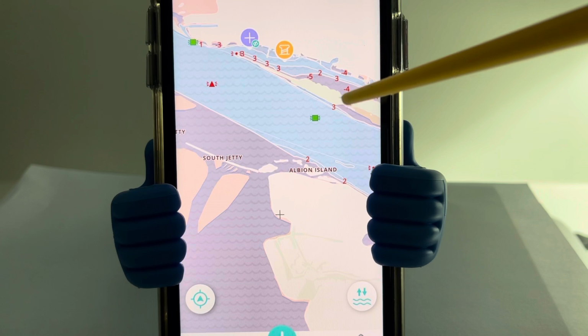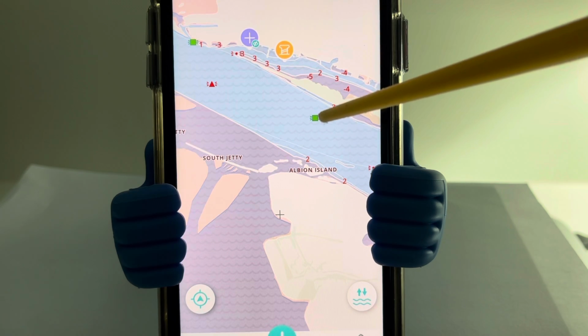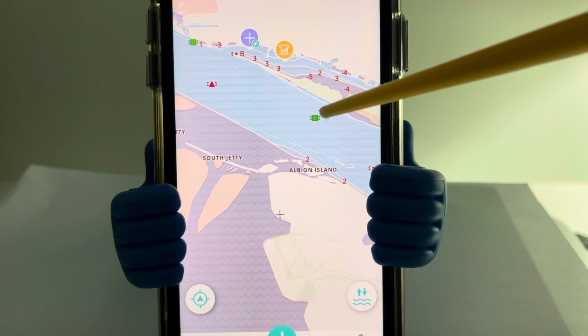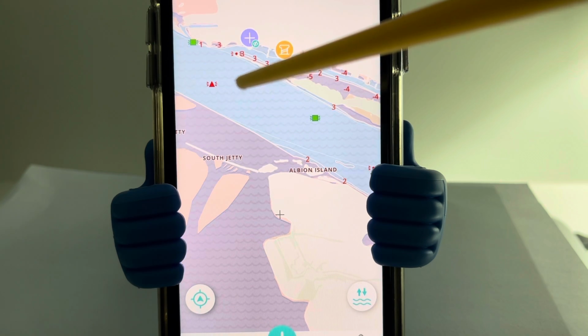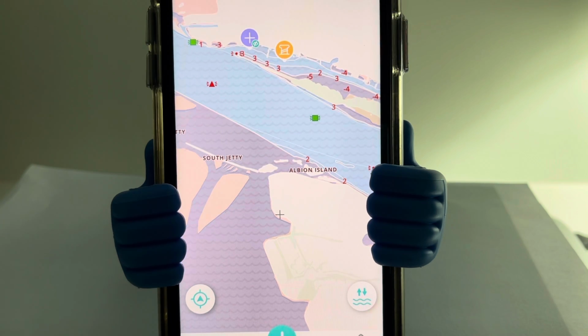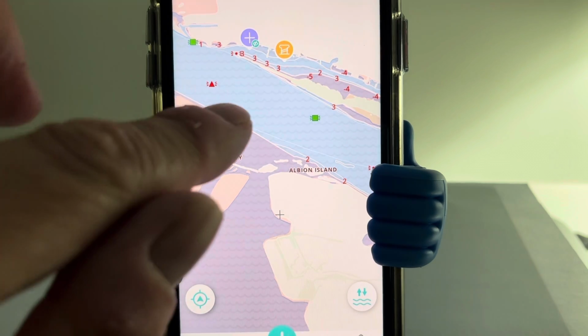So when you're going out, you need to keep the green buoys on your starboard side or your right side, and the red buoys on your port side or your left side. The basic idea for the buoys is red right return. So when you're returning, which is always upriver, the red buoys need to be on the right.